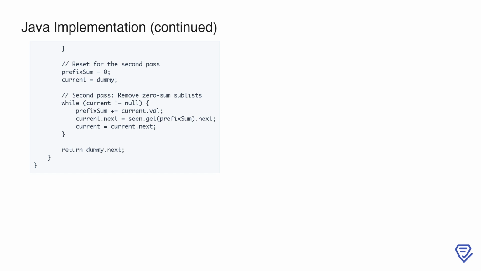However, this time, we use the seen map to jump directly to the node after the last occurrence of the current prefix sum. This effectively skips over any nodes that form a zero-sum sublist, as they are no longer part of the updated list structure. By updating the next pointer of the current node, we dynamically remove the unwanted nodes while maintaining the integrity of the linked list. Finally, once the traversal is complete, we return dummy.next, which points to the head of the modified list. This approach ensures that all zero-sum sublists are removed efficiently in 2 passes.